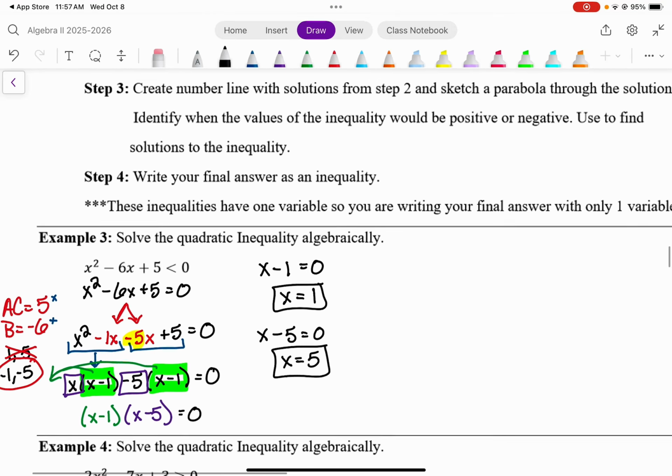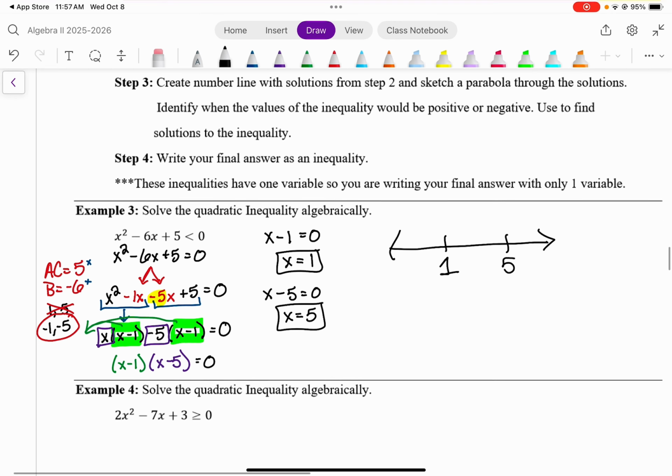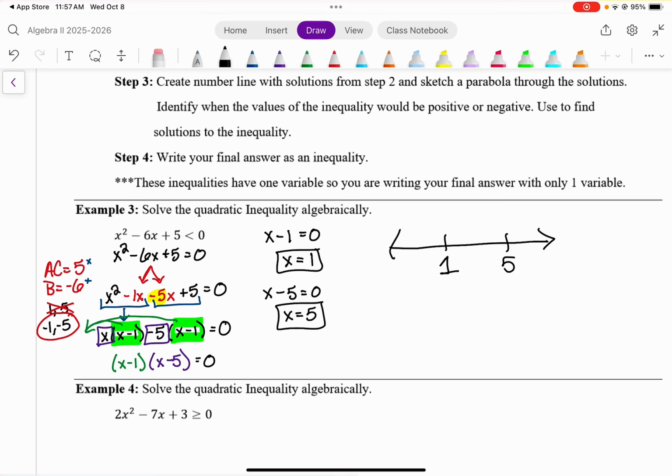Okay, so then we are brought to step 3. We're going to create a number line with the solutions from step 2. So let's create a number line. We have a +1, +5. That's all you need on your number line. And then you're going to identify when the values of the inequality would be positive or negative. This is going to help us find our solutions.